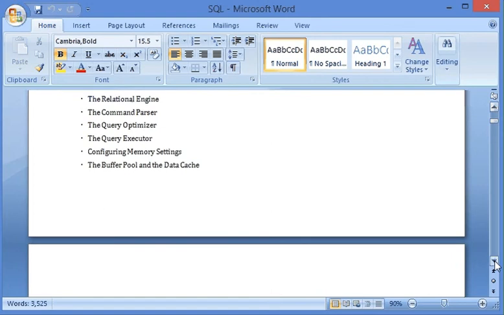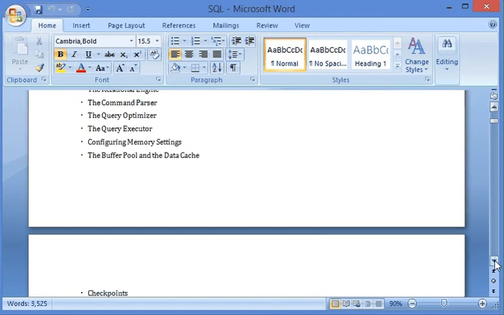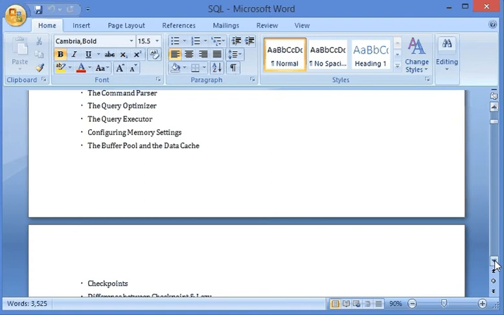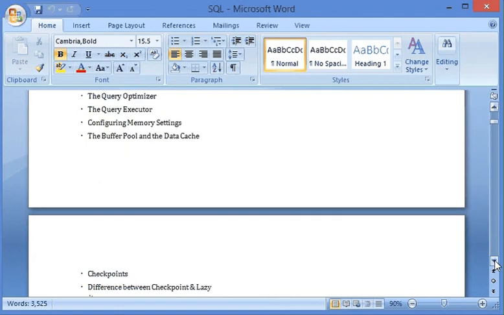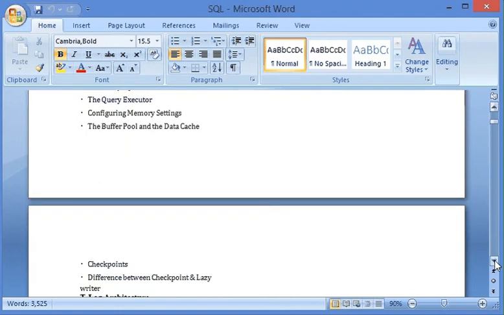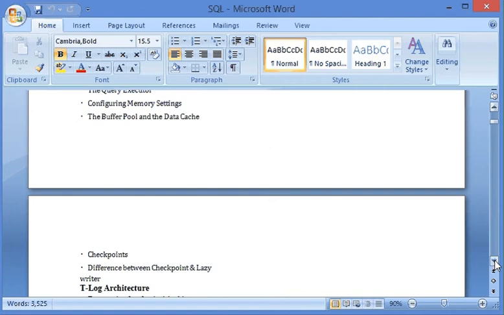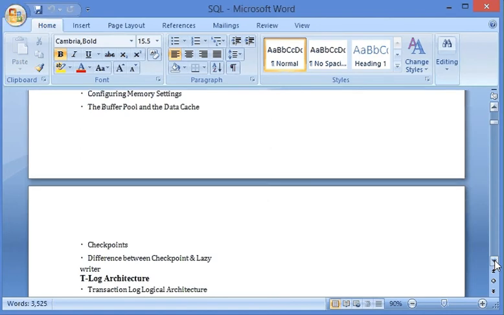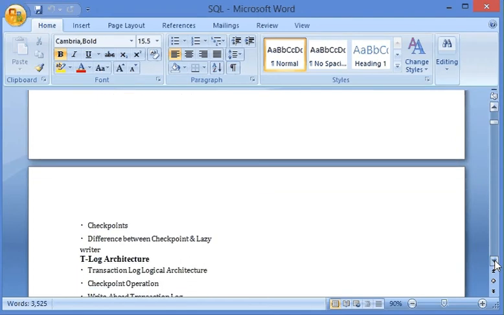How is SQL Server related to the relational engine? What is the command parser and where is it used? And the query optimizer, at which stage is this optimizer used? The query executor, configuring memory settings. How can we set up memory settings? And an explanation of the buffer pool and data caching.